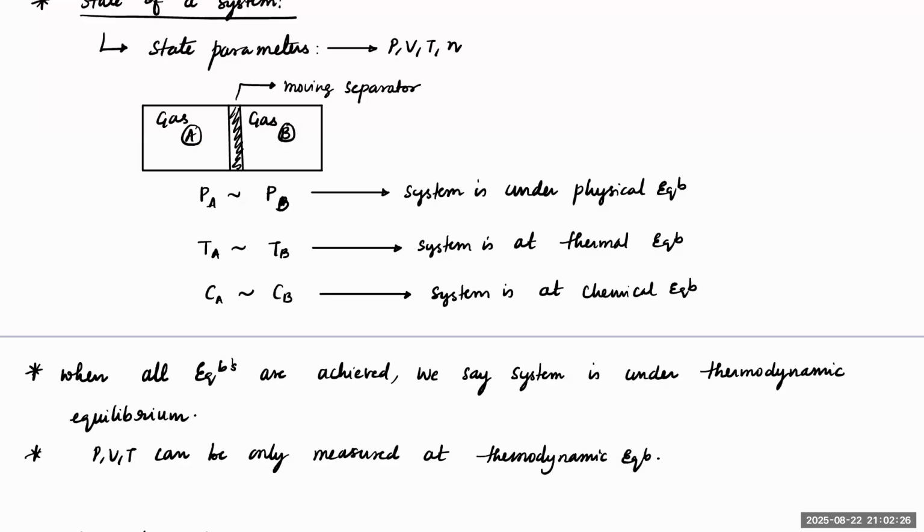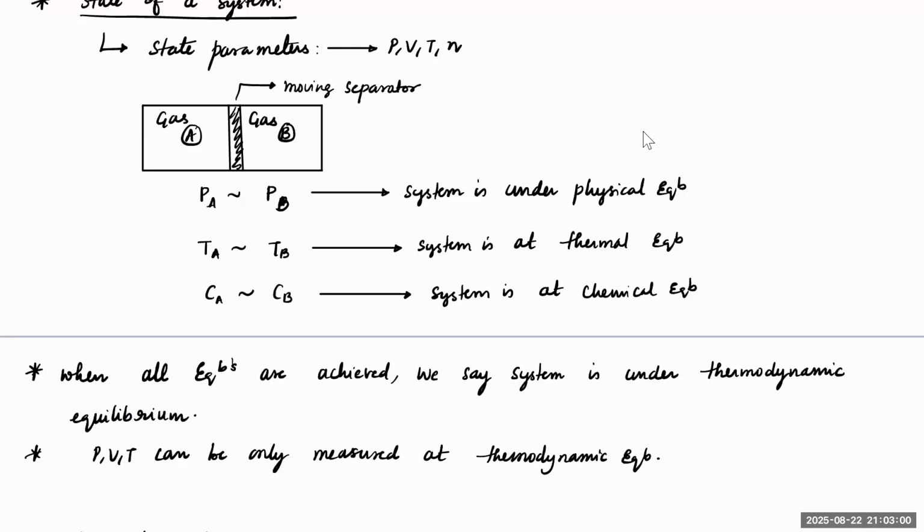Now, if all three equilibria have been achieved, then we say the system is under thermodynamic equilibrium. What are the equilibria we should have? Physical, thermal, and chemical. If all these equilibria have been achieved, then we say thermodynamic equilibrium has been achieved. And only when thermodynamic equilibrium is achieved, we will be able to measure pressure, volume, and temperature of a state.